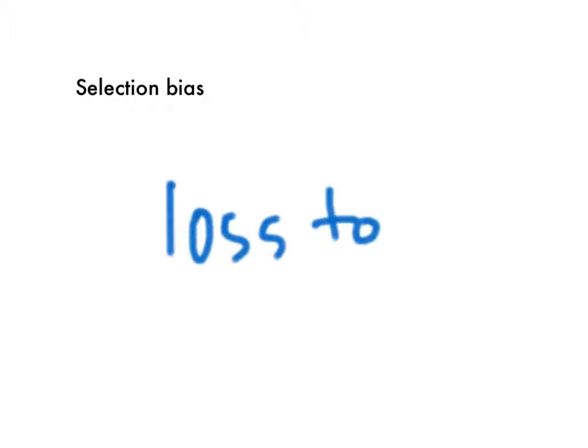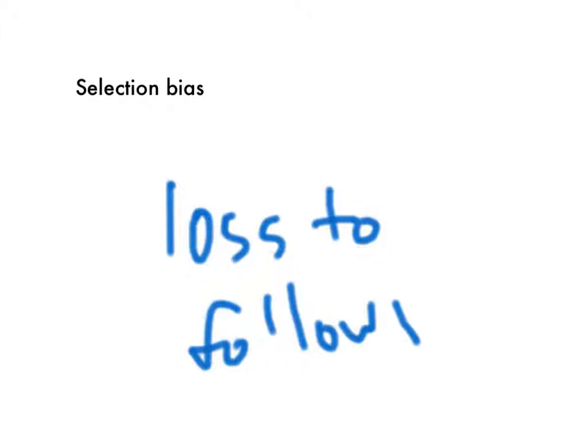And a big one is loss to follow up. That basically means that you're losing people in the study that may or may not have some of the risk factors that lead to getting a disease. It doesn't matter how many people there are, and it doesn't matter if the people that you lose to follow-up are more likely or less likely to get the disease. What does matter is that it affects your overall study.